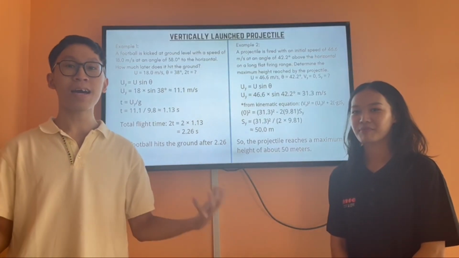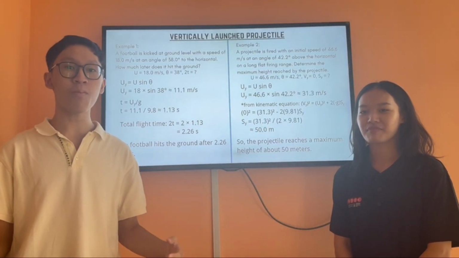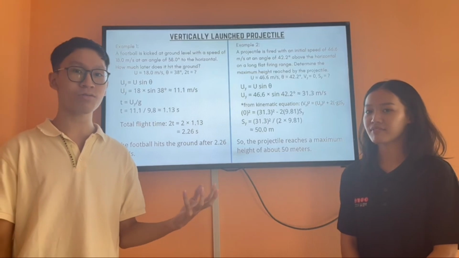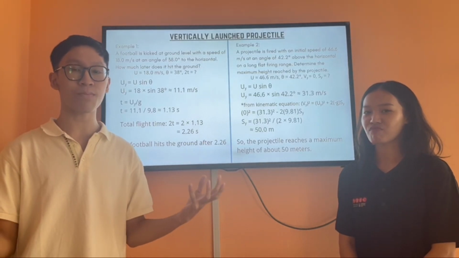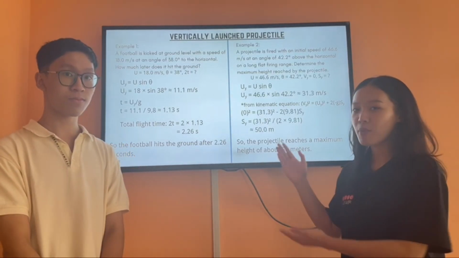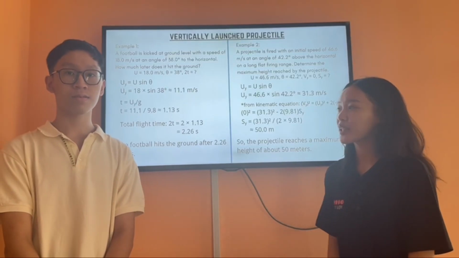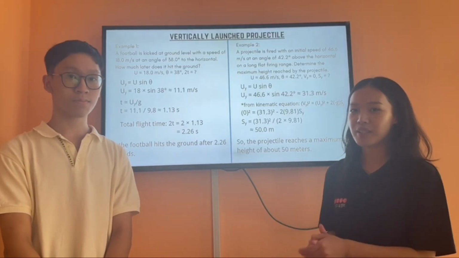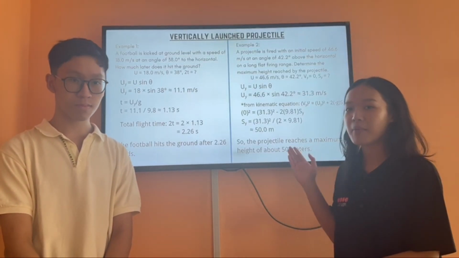So to wrap it up, projectile motion is just a combination of constant horizontal motion and accelerated vertical motion. By using the formulas that we have learned, we can easily find the time taken, the displacement, as well as the maximum height reached.